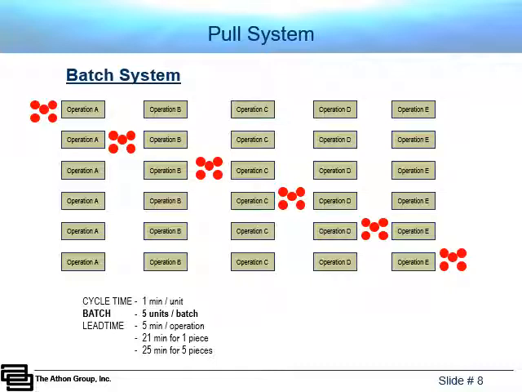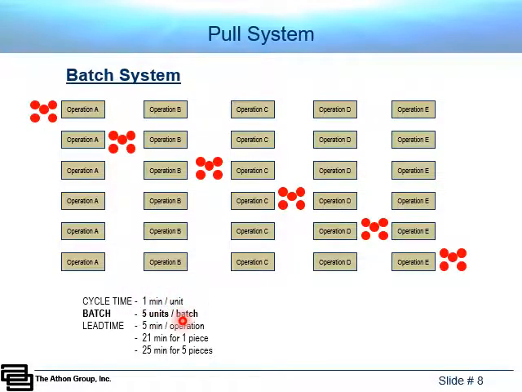In this particular example, you'll notice that we have Operation A, B, C, D, and E. There are batches of 5 going through each process step. Now, it may only take 1 minute to process a particular unit. It goes in, it gets worked on for a minute, and it's finished. However, that group of 5 has to travel together. Thus, it may only take 1 minute to process a unit, but it takes 5 minutes to allow that unit to go to the next step in the operation. So down at the bottom, I've got that outline. The cycle time is 1 minute a unit.